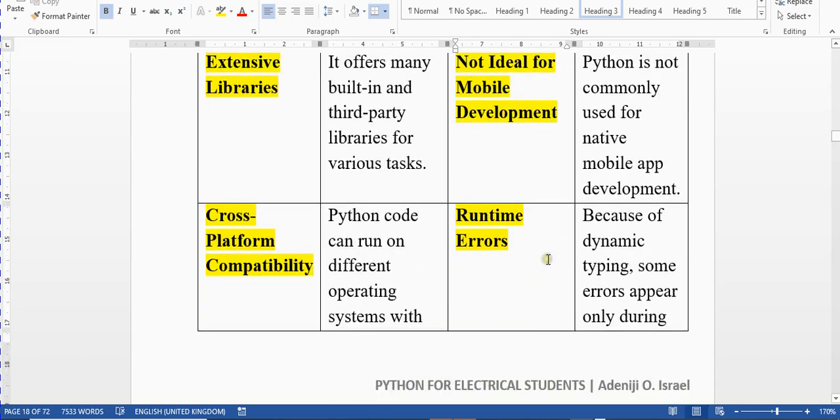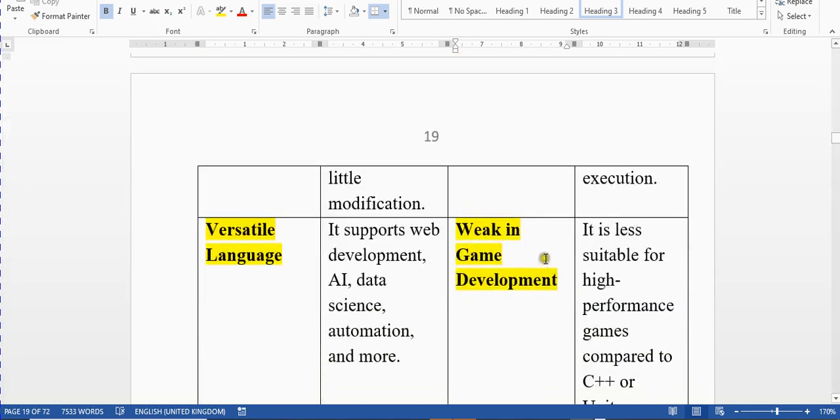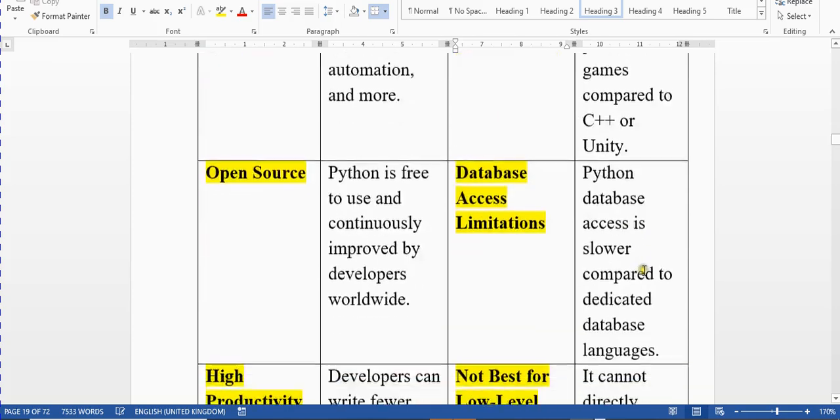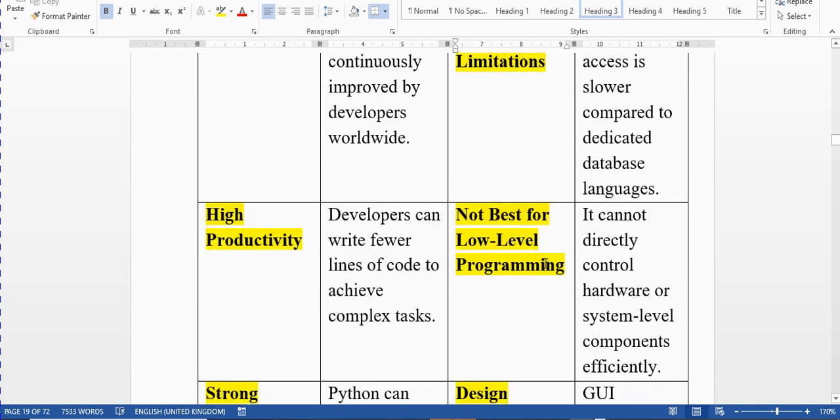Runtime error. At times you might come across different errors while you are working, just like what happened the other time when we were trying to check the simulation of, what is that, signal processing or the simple circuit simulation analysis? Then weak in game development. It is less suitable for high performance games compared to C++ or Unity. Then database access limitation. Python database access is slower compared to dedicated database languages. Not best for low-level programming. Of course, it cannot directly control hardware or system-level components efficiently.